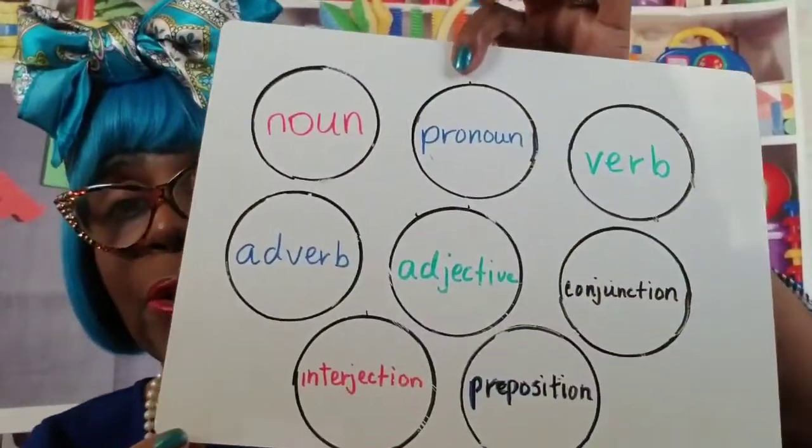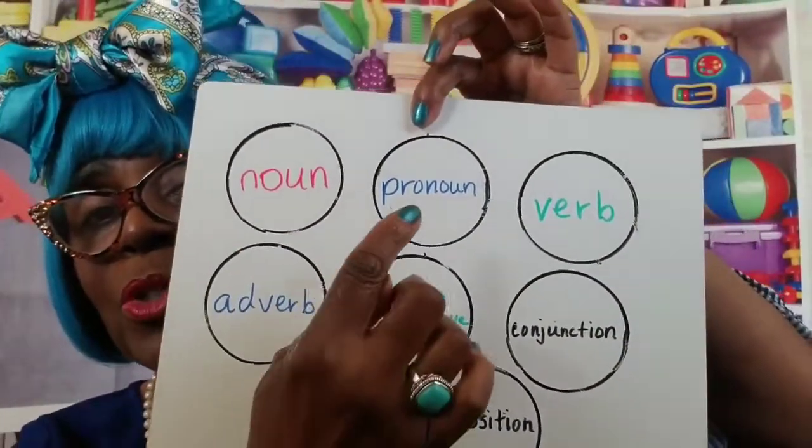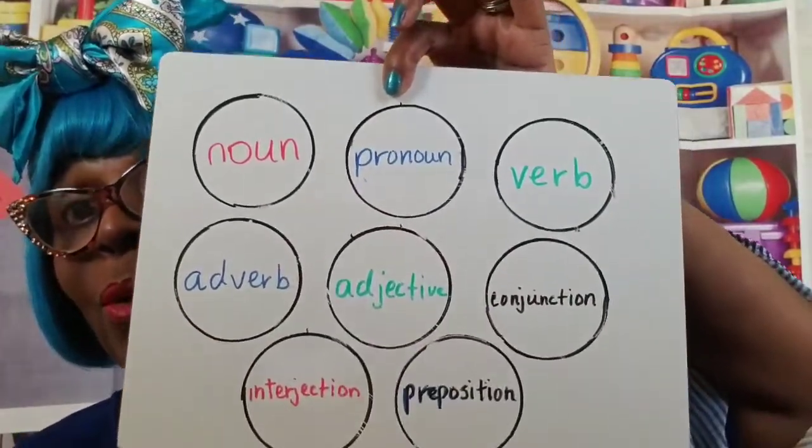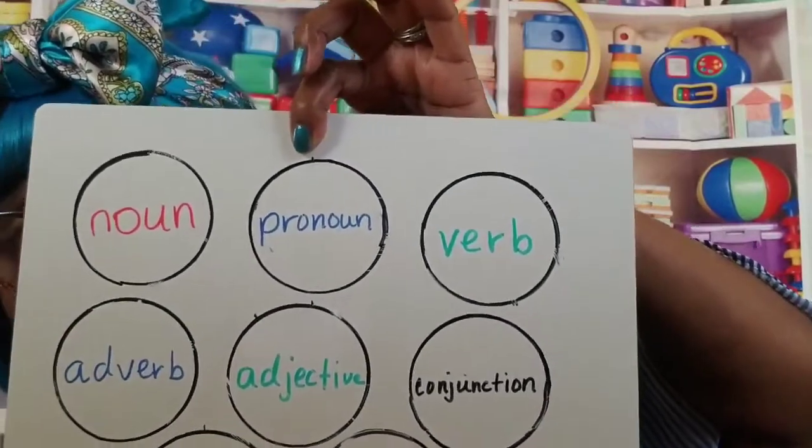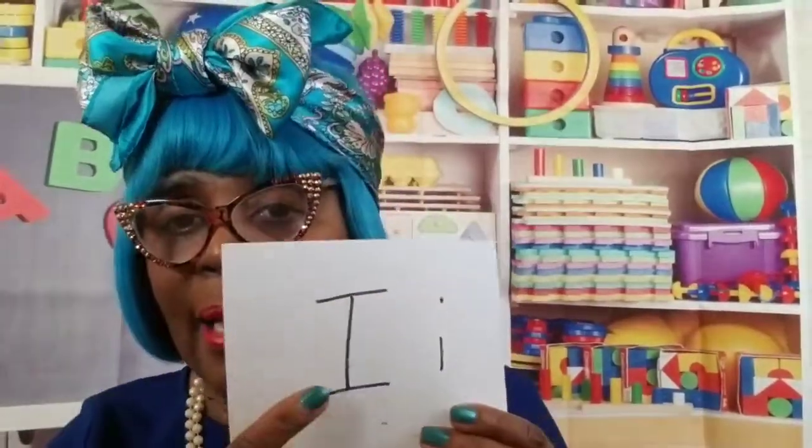Now remember, we talked about prepositions earlier. Now we're talking about a pronoun, which is another part of the 8 parts of speech. And a pronoun is the word that takes the place of a noun. And a noun is a person, place, or thing. But what I want you to focus on is the pronoun I.